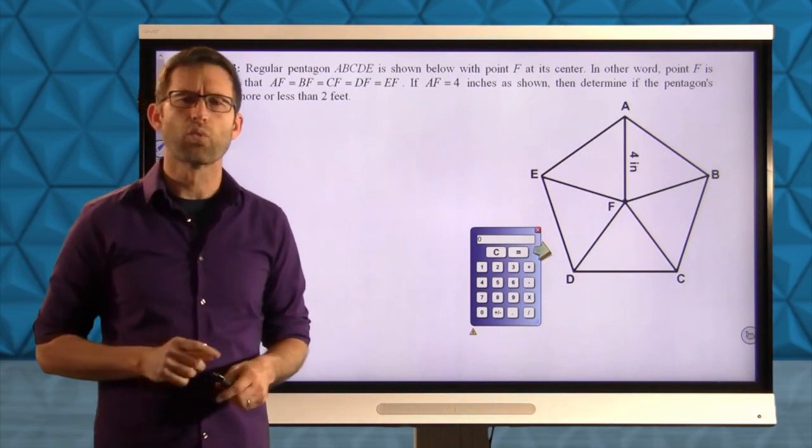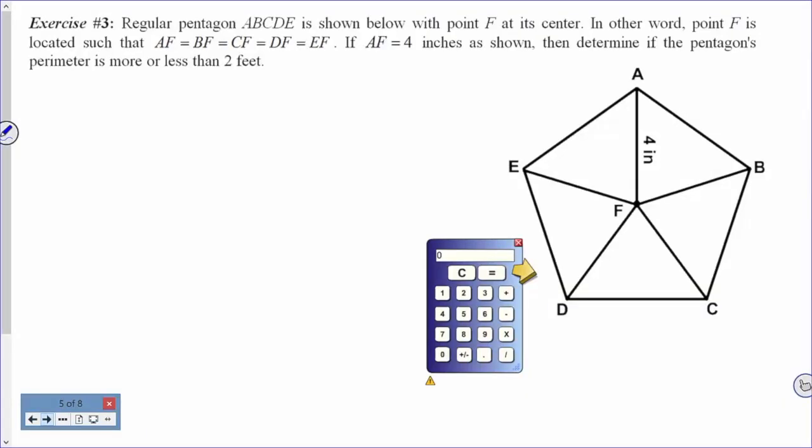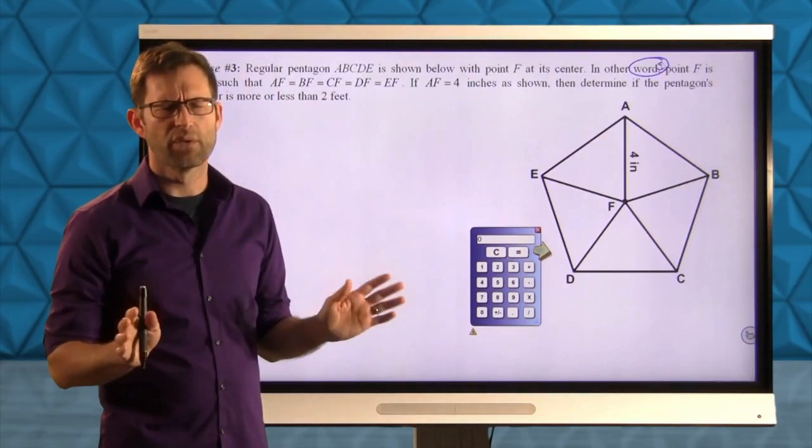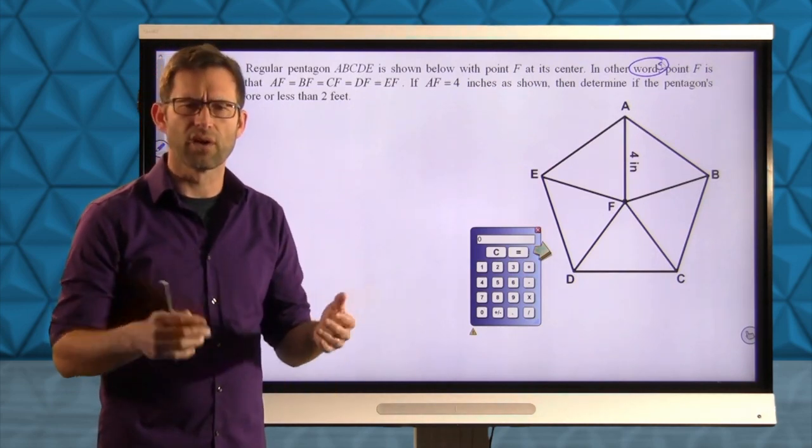So let's take a look at this regular pentagon. Regular pentagon ABCDE is shown below with point F at its center. In other words, point F is located such that AF equals BF equals CF equals DF equals EF. If AF is 4 inches as shown, then determine if the pentagon's perimeter is more or less than 2 feet. All right, so I have a very easy mandate. It's not going to be an easy calculation, but it's an easy thing to understand.